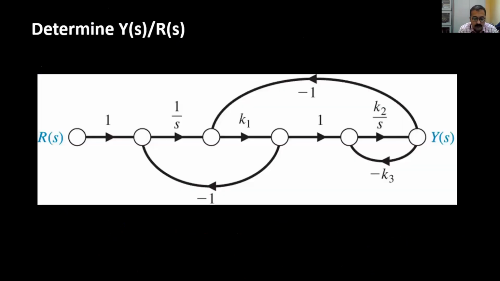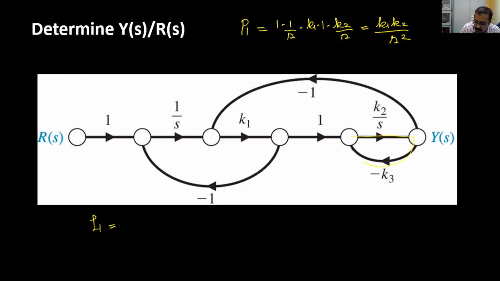Let us try the next question. Determine y of s by r of s. Forward path. What is that? 1 into 1 by s into k1 into again 1 into k2 by s. Okay. That means k1 k2 by s square. Any loops? L1, yes, minus k2 and k3, they are in a loop. So minus k3 k2 by s. L1 is minus k2 k3 by s.